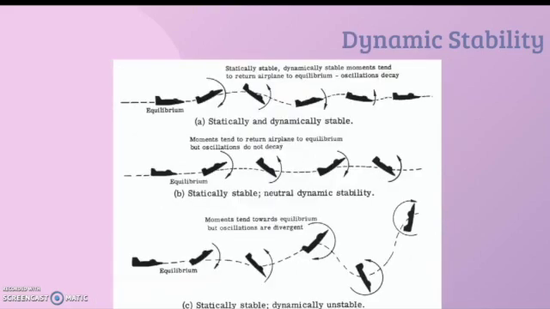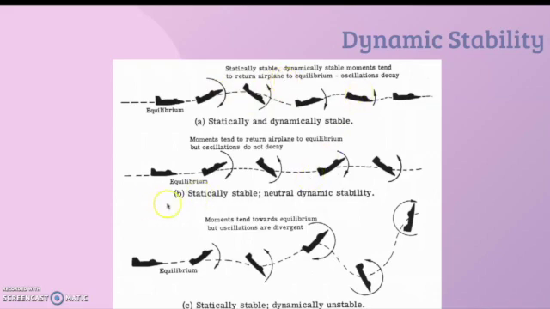Okay, now we can also have dynamic stability. This is where we can start with statically or dynamically stable. That means that we have equilibrium, and then it's statically stable and then dynamically stable, and then it returns to that state of equilibrium. So you can see in this image, the nose goes up and then we return down and back up. And so we're creating that up and down type pattern.